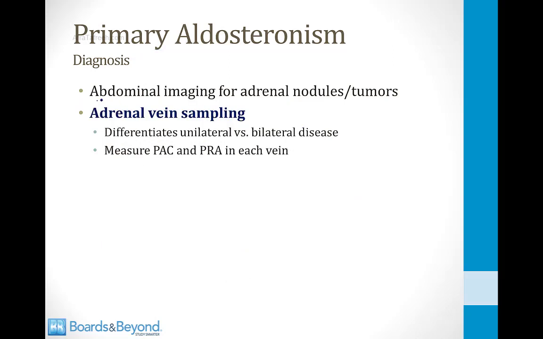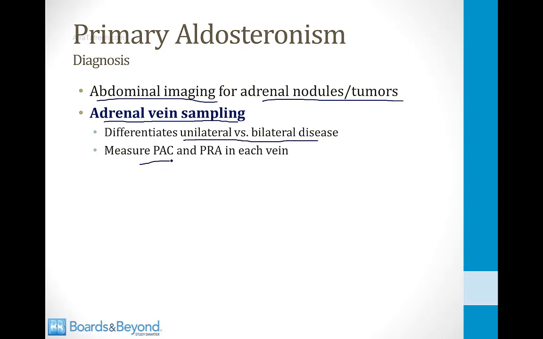Other diagnostic tests include abdominal imaging to look for adrenal nodules or tumors, and then sometimes adrenal vein sampling is done. This is done by an interventional radiologist. A catheter is inserted into the left and then the right adrenal vein, and a blood sample is taken from each side. And this is done to differentiate unilateral versus bilateral disease.